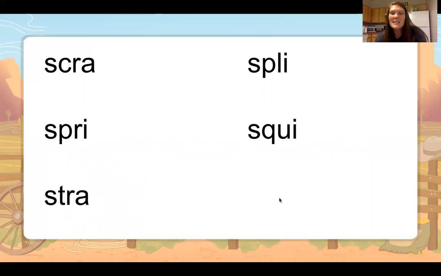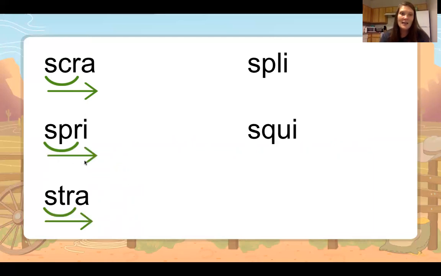So we've got some slides here and some words. So let's read the slides first. First slide is scrap. The next one is sprit. And then we have stra, S-T-R-A, stra. S-P-L-I says split. And S-Q-I says squid. Okay, remember QU says what?